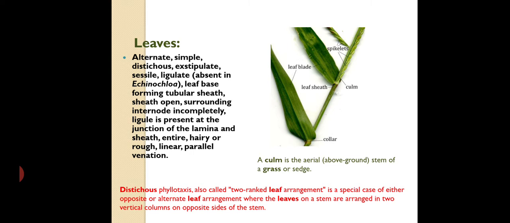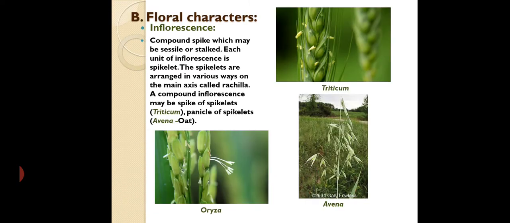Suppose you pick a small grass from your nearby areas or from your home, then you can examine that 2 pricks will be there, that is the ligules. And linear parallel venation. Then next is the floral characteristics.